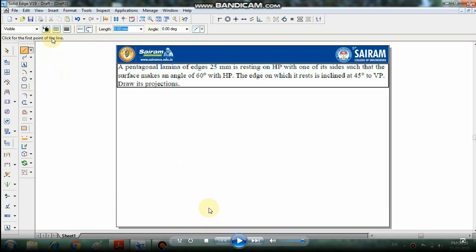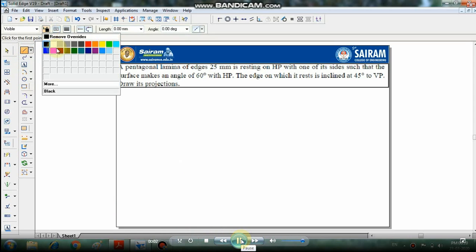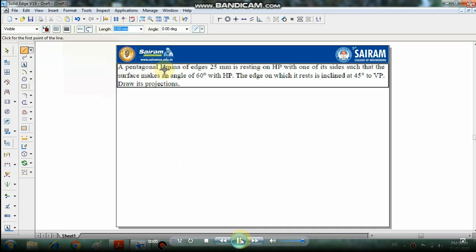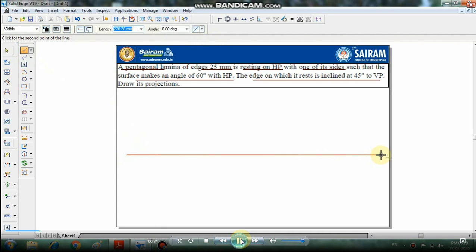Good morning. In this problem, we are going to see a pentagonal lamina of edge 25 mm resting on HP with one of its sides, such that the surface makes an angle of 60 degrees with HP. The edge on which it rests is inclined 45 degrees to VP. We have to draw the projection now. So select the line thickness 0.13 and draw a reference line XY.